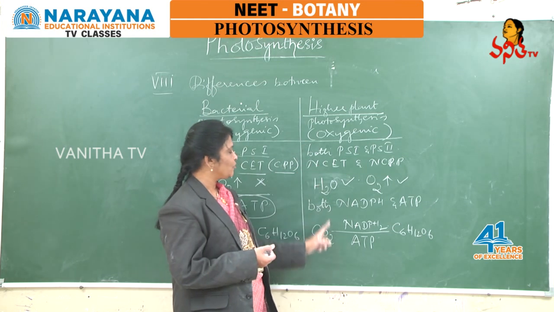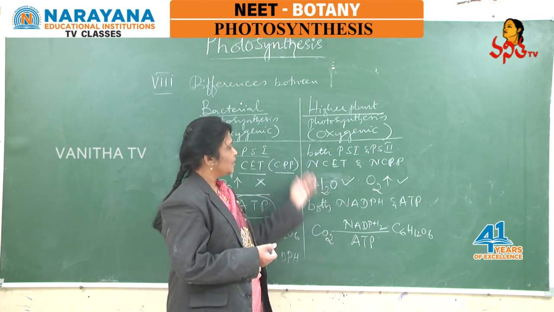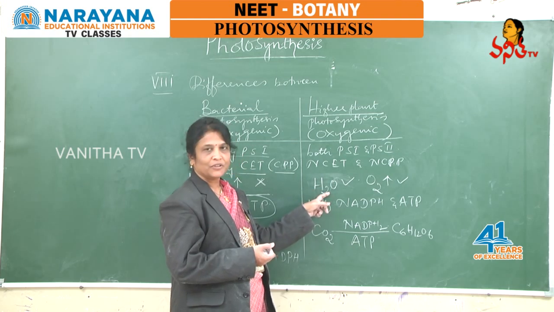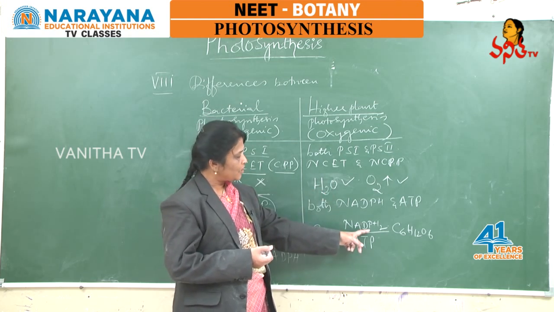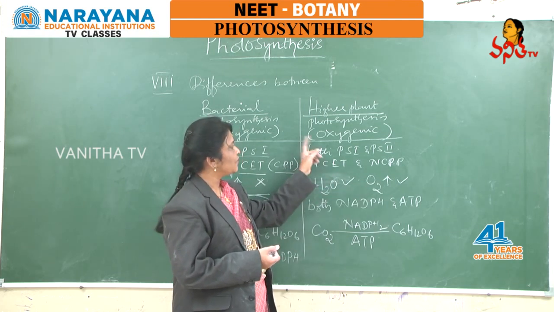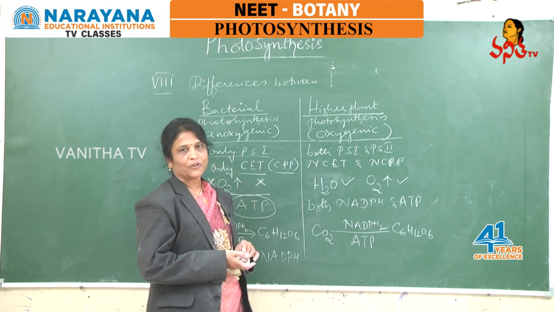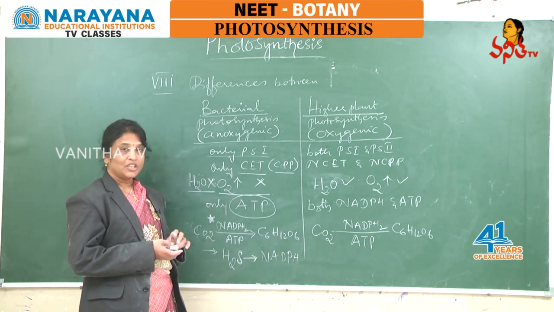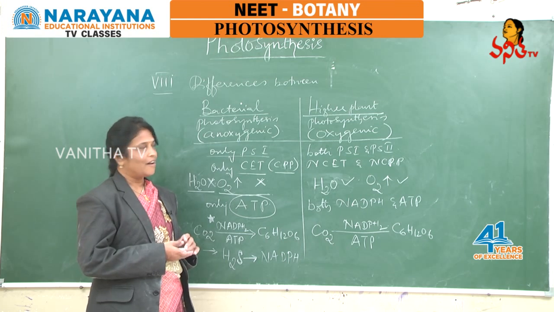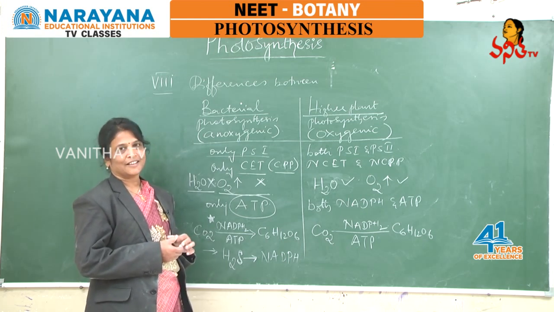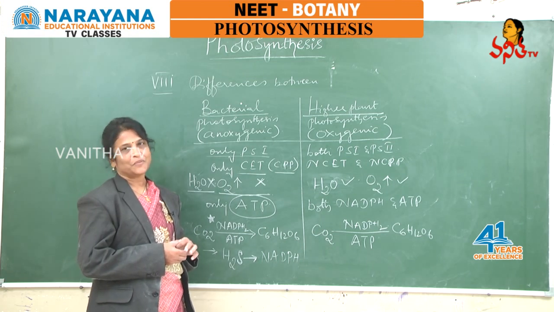Whereas in higher plants photosynthesis, there is involvement of water molecule, that is the donor of electrons and protons for NADPH formation, and here evolution of oxygen made the photosynthesis oxygenic photosynthesis. Okay? And now my question is, cyanobacteria, that is blue green algae, are they oxygenic or anoxygenic? They are oxygenic, and they have both PS1 and PS2.